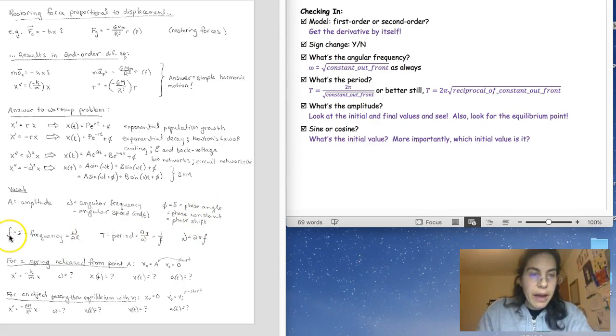Checking in, f, or nu as you called it in chemistry, is the frequency. That is omega over 2 pi. Let me be clear on this. Omega is the square root of whatever constants you have out front. I'm going to say that again, nice and slowly, because it's the secret to any simple harmonic motion problem anywhere, ever. Omega is the square root of all the constants out front.